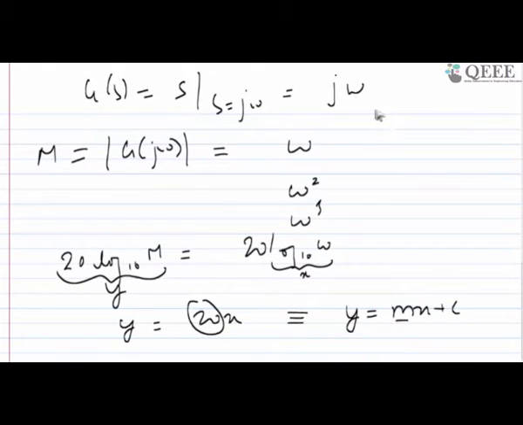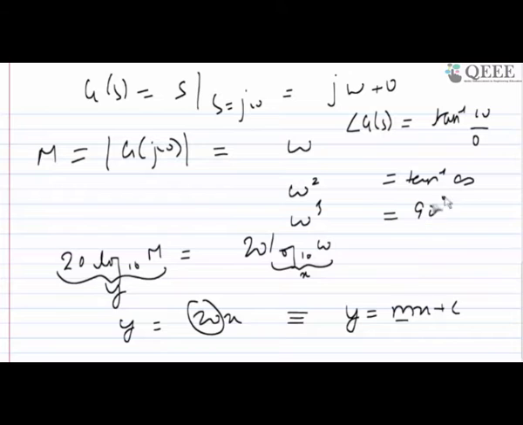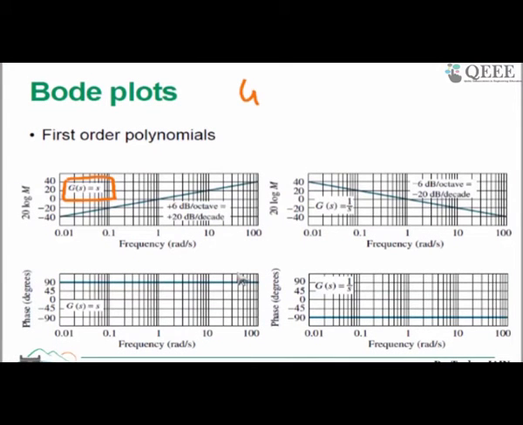Now speaking about the angle, if I compute the angle phase of g of s, it would be what? Tan inverse omega over 0, because I don't have the real part. The real part is 0. So this will give me tan inverse infinity, which is equal to 90 degrees. So this is what is drawn here, that the contribution of the phase is basically 90 degrees.